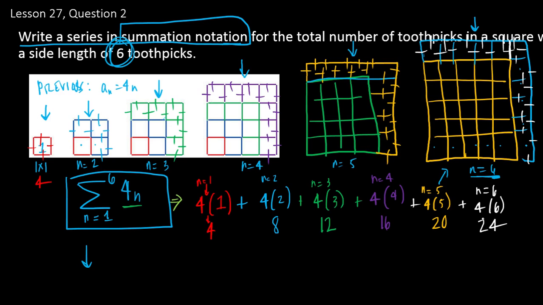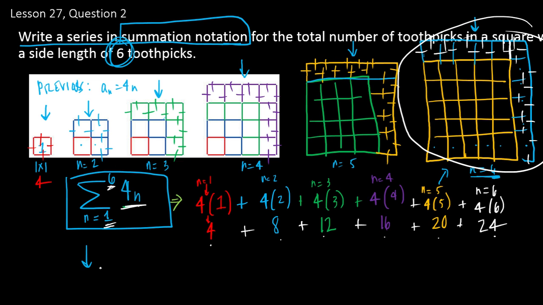Okay. So what just happened? I evaluated the summation, just like it told me to, for n equals 1 through 6. But this is a summation, and I haven't done my sum yet. So the point of this is to evaluate for n equals 1 through 6, and then I add all of my pieces together. So if I want to know the total number of toothpicks in this 6 by 6 figure, I take 4 plus 8 plus 12 plus 16 plus 20 plus 24.